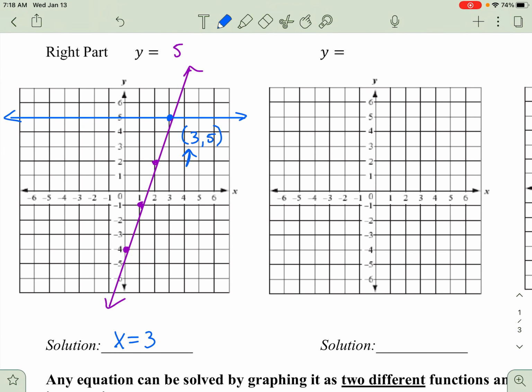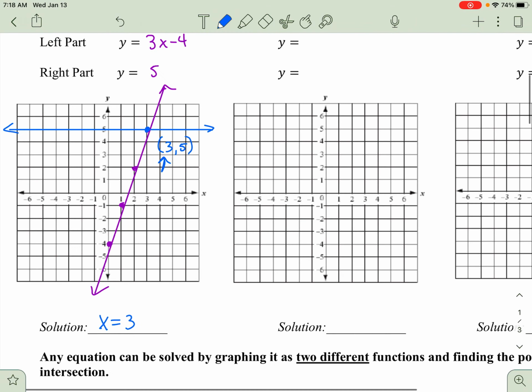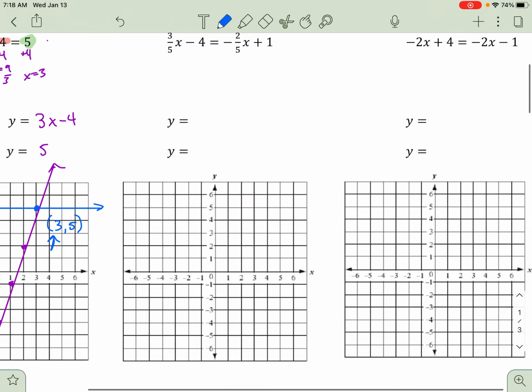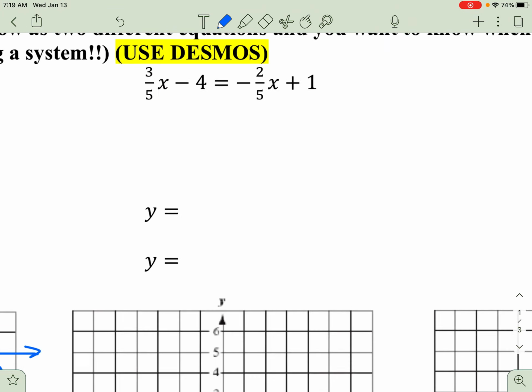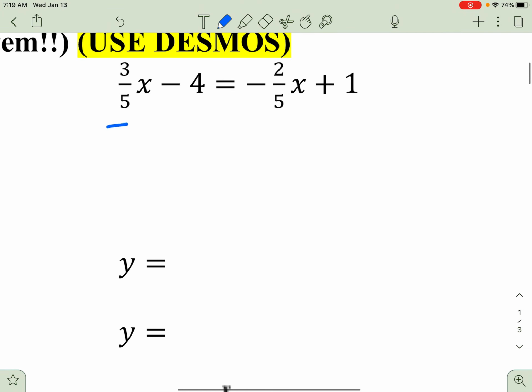Whereas earlier this week we were doing ordered pairs, which isn't wrong. It's just this doesn't really ask for a y value. It's only asking for the x value. So we can do the same thing no matter how complicated the equation is.